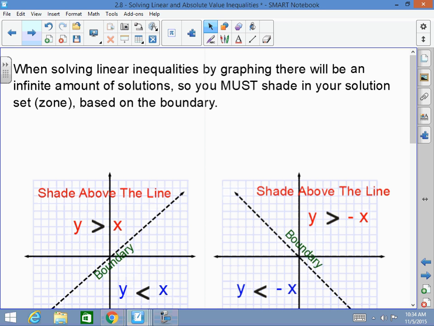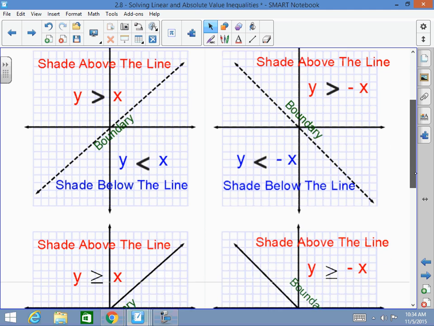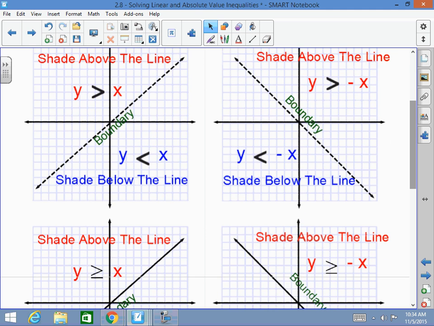Well, when solving linear inequalities by graphing, there will be an infinite amount of solutions. When you have a line, the solutions are on the line. But when you have a linear inequality, you have an infinite amount of solutions. So you must shade your solution set or solution zone based on the boundary that you're given. Now, let me explain how this works.